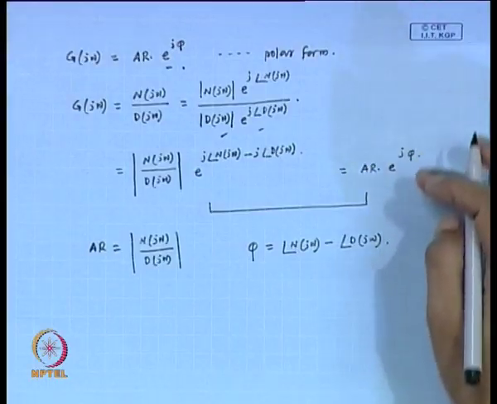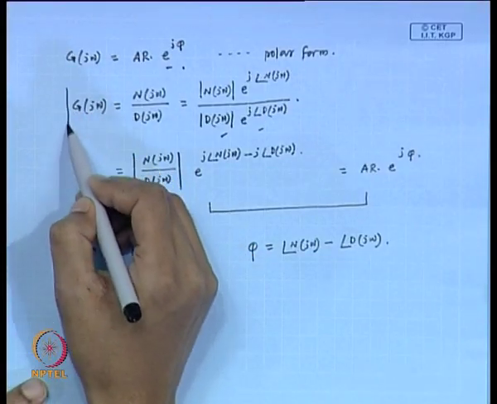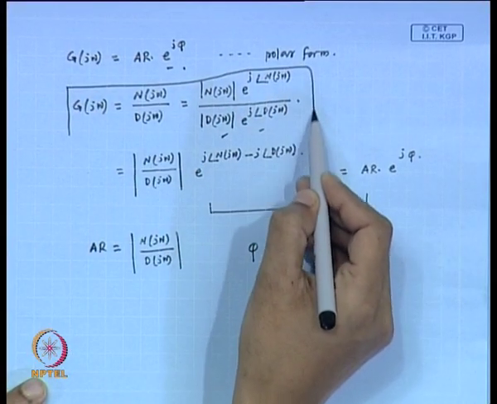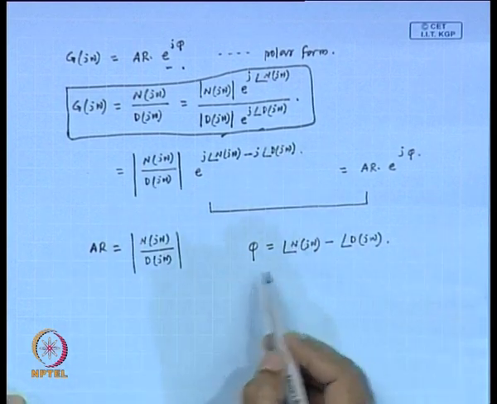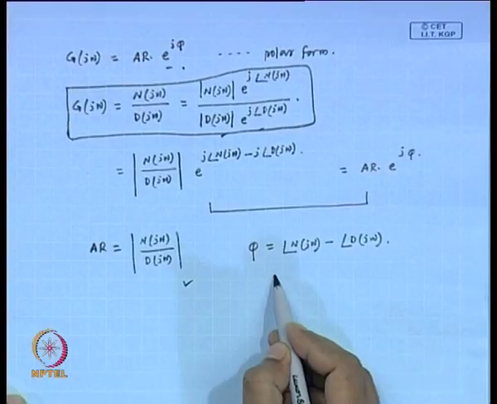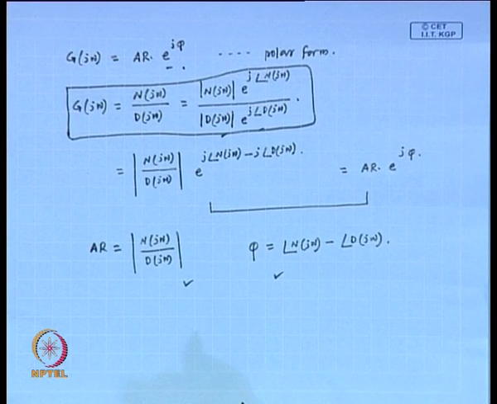Fine. So, we can determine the amplitude ratio and phi this way also. Here the steps are: substitute s equals j omega to obtain the frequency response transfer function. Then you represent the frequency response transfer function in this form, numerator by denominator. Then use these two expressions to determine the amplitude ratio and phi.